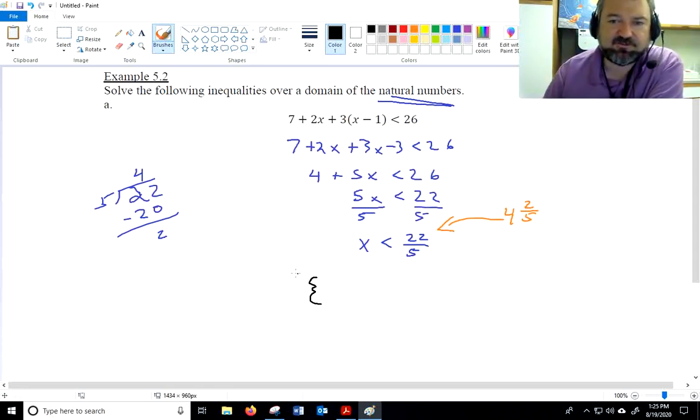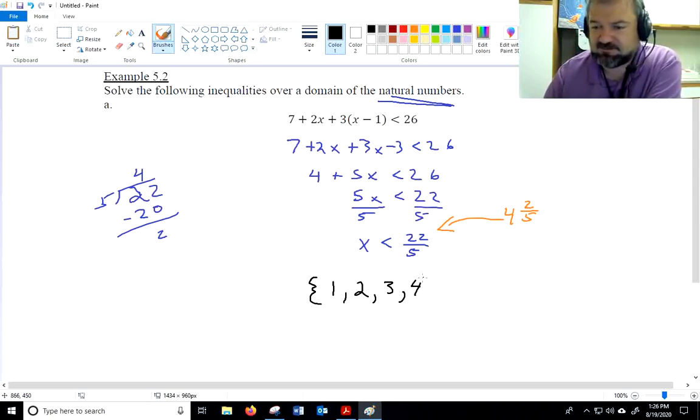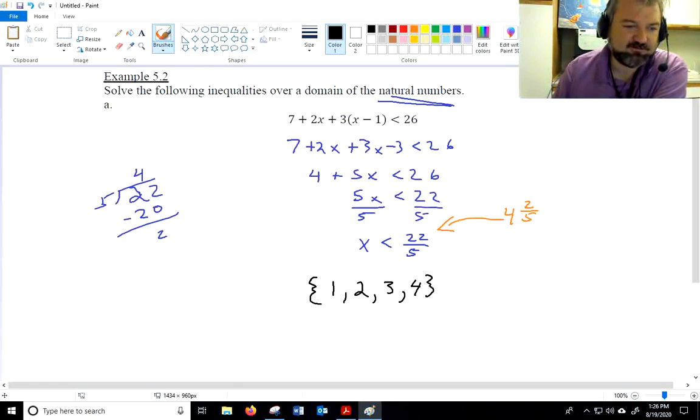When we're dealing with intervals, I can't possibly list all the numbers from, say, 1 to 5, because there's an infinite number of them. But the number of natural numbers that are less than 4 and 2 fifths is not that big. The first natural number is 1. 2 is the next natural number, then 3, then 4. 4 is definitely less than 4 and 2 fifths. But the next one would be 5, and that's too big. So that's our solution: 1, 2, 3, 4. All right, let's try another one.